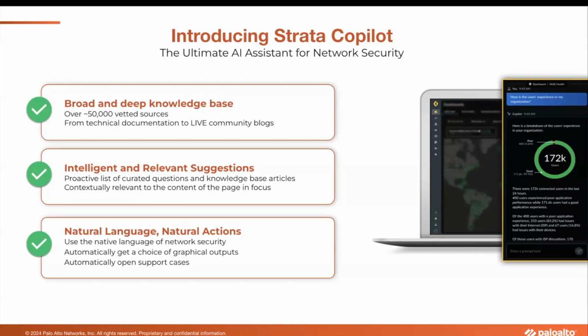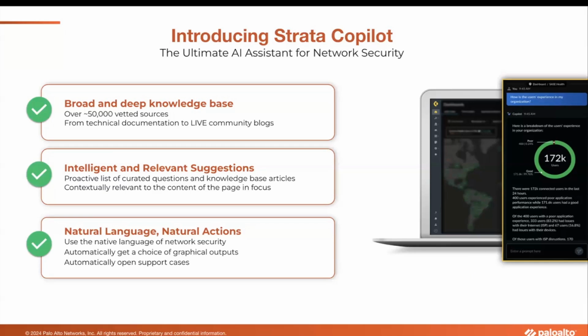Similarly, we provide intelligent AI-driven suggestions, decision support for securing and optimizing your network. Strata Copilot can go beyond understanding how to maximize the use of your network security platform. It helps network security administrators make faster decisions about, let's say, threats, users, architectures, policies, and deployments. So it is a very powerful tool which delivers powerful insights and suggestions and provides a list of curated questions and knowledge base for each and every page, so that a network security admin does not have to be stuck if they don't know what to ask. So it provides that contextual relevance to the content of the page in focus.